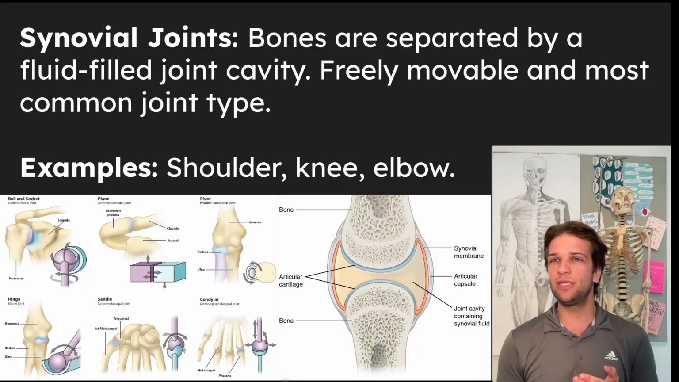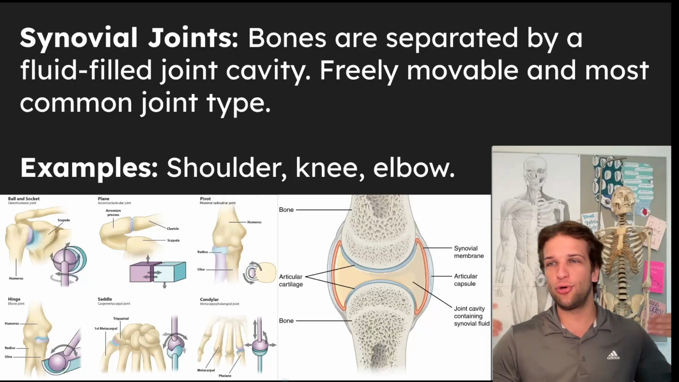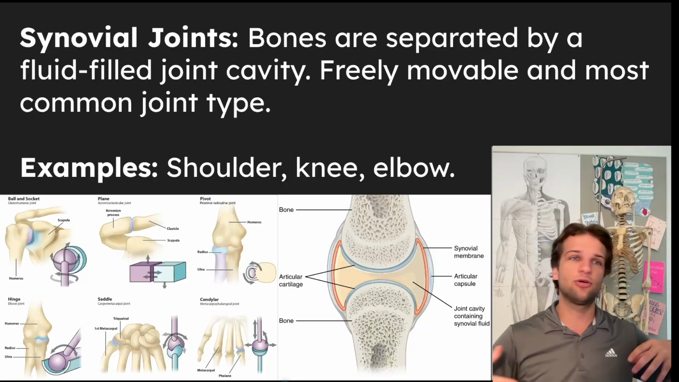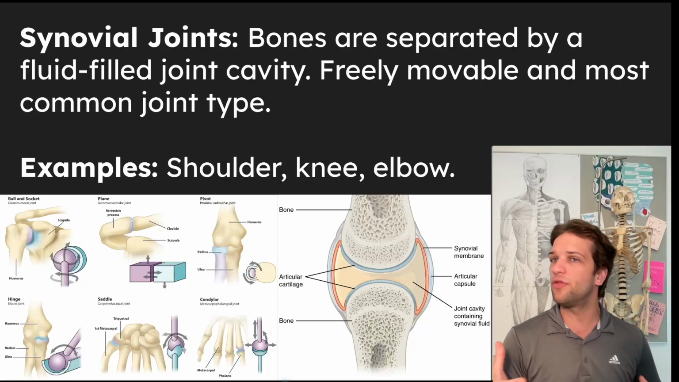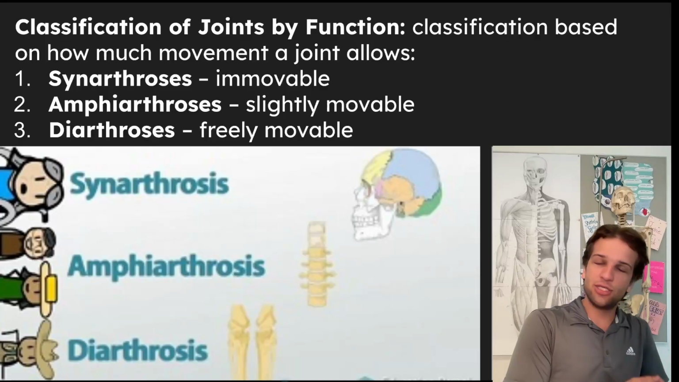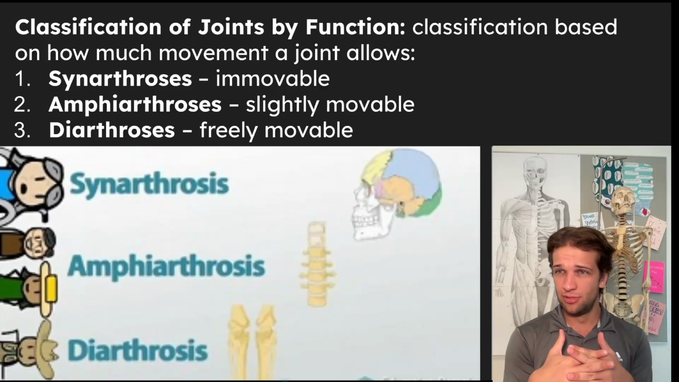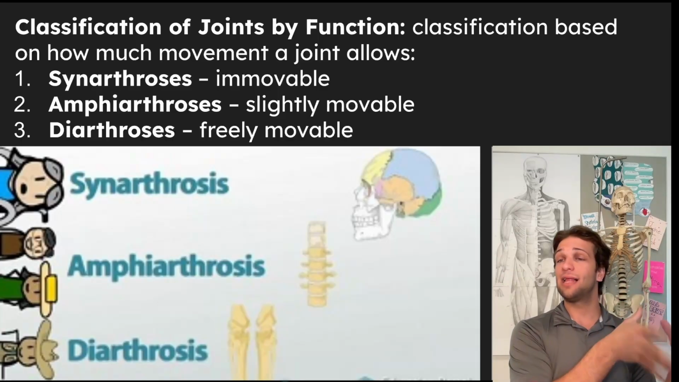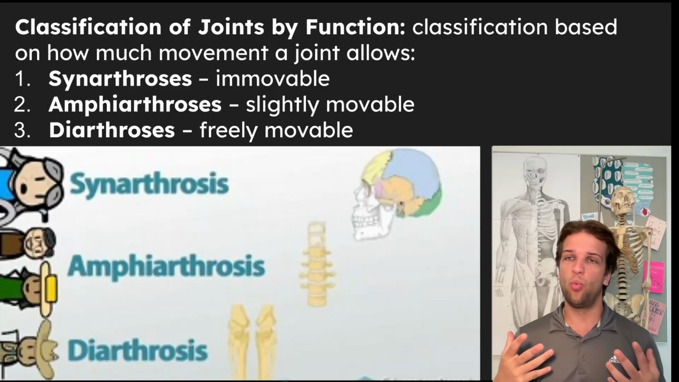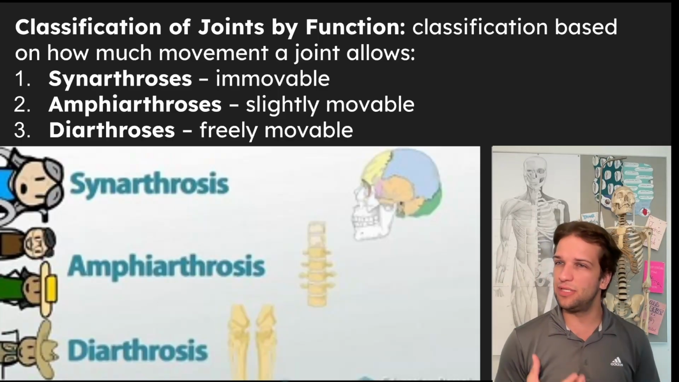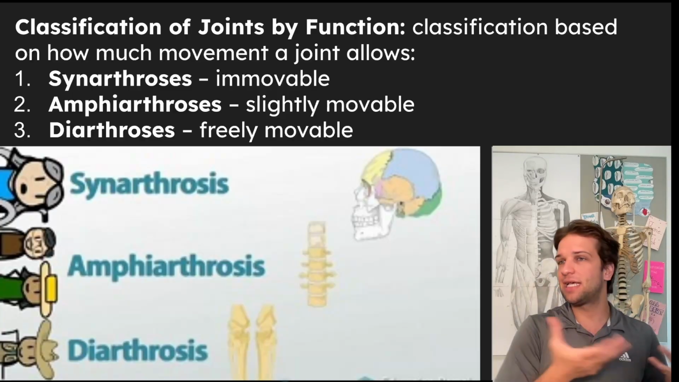And synovial joints you'll see primarily in things like your shoulders, elbows, ankles, hips. All those are going to be synovial joints. And so that was our classification based on structure, what actually connects the two. Now we're going to classify based on function. So what do they do? How much do these joints move? That's how we'll classify them instead.